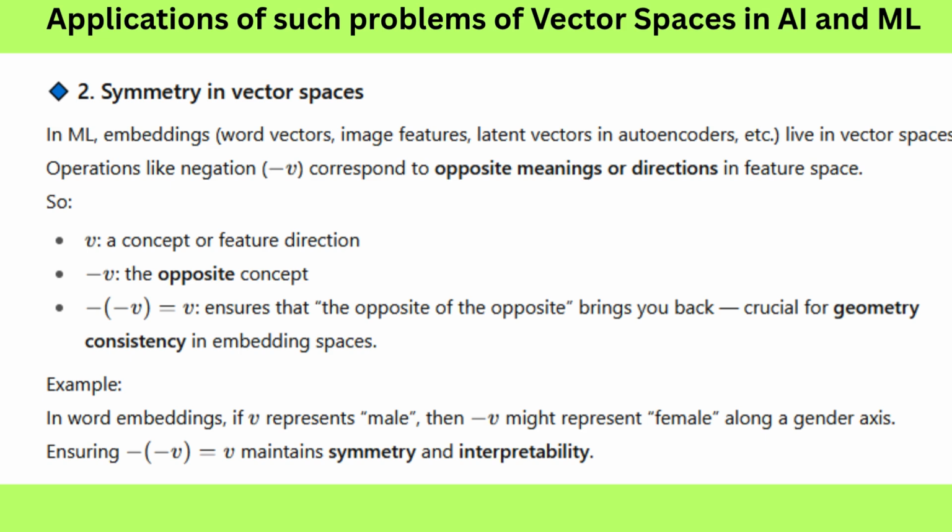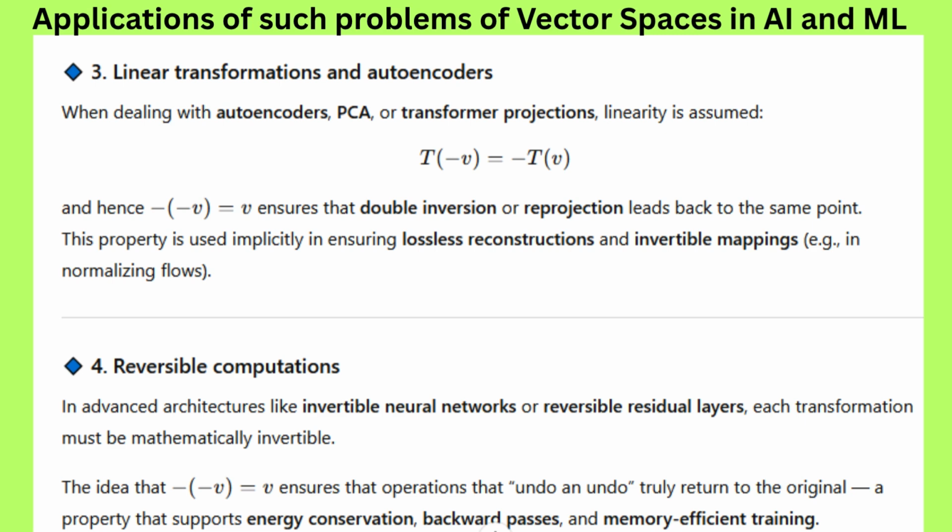Some other applications of this problem are linear transformations and autoencoders. When dealing with autoencoders, PCA or transformer projections, linearity is assumed. So we have the T there being represented. Hence, the negative of negative V ensures that double inversion or reprojection leads back to the same point. This property is used implicitly in ensuring lossless reconstruction and in invertible mappings in normalizing flows.